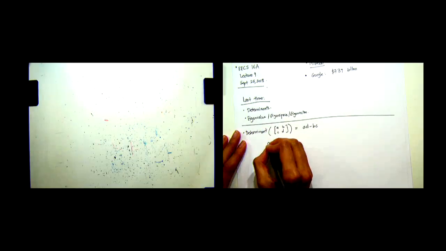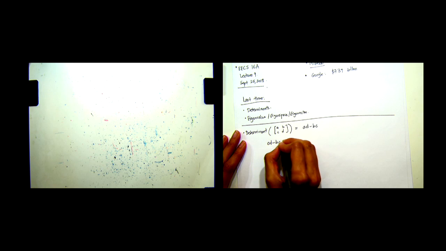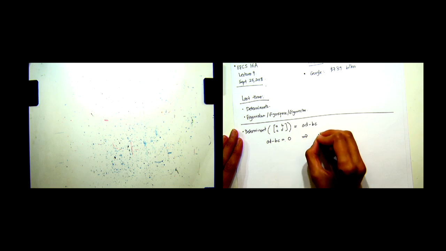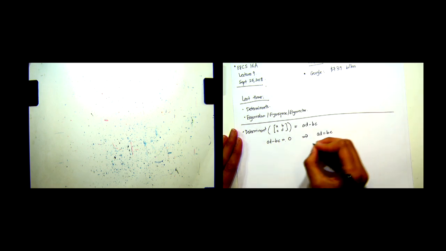And we connected the determinant to linear dependence and independence of the columns, as well as invertibility. So as a quick reminder, think about what happens when AD minus BC is equal to zero. In this case, this implies that AD is equal to B times C. I just changed the order. And now I can rewrite this as A over C is equal to B over D. I did nothing here but simple algebra.